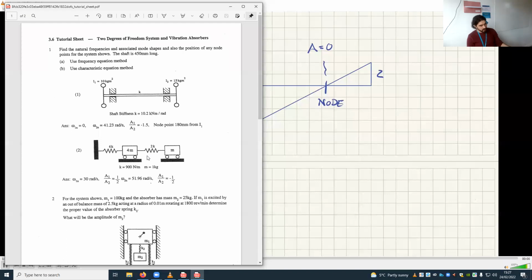Whereas the other one, A1 over A2, at this other frequency that you can find with the frequency equation we just said, is minus 1/2. So that means that it will still be moving half as much, but in the opposite direction. So they will always be moving like this.